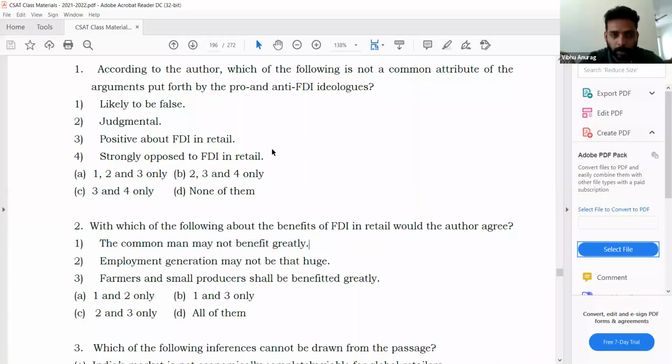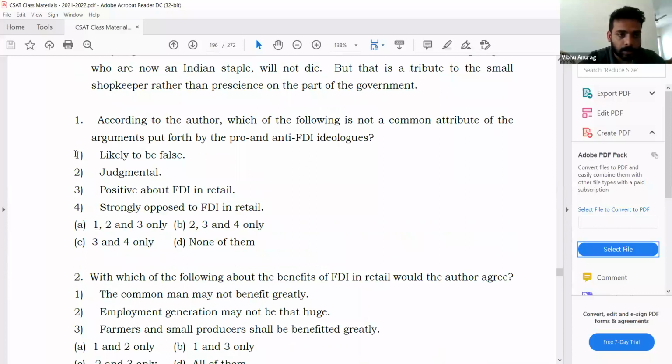Okay, 1 minute. Wait. Statement 1, likely to be false. You can comment and tell me. Is this common or uncommon? Is this common or not common? Are both likely to be false? Statement 1. Quickly, you can type and tell me. Common, yeah? Because both are low on fact.